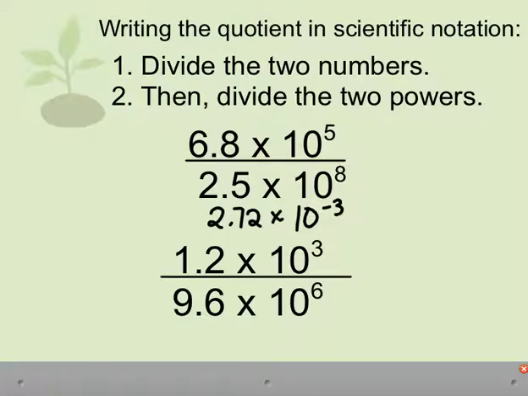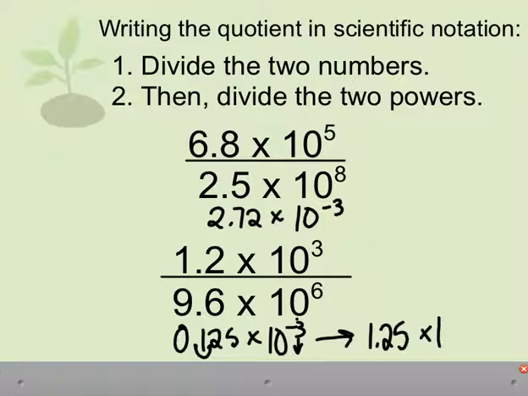And then we get, for my second one, 0.125 times 10 to the negative third. So to put it into proper scientific notation, I move my decimal forward. So I move my exponent down. Okay, so I have 1.25 times 10 to the negative fourth. So what we're saying here is I would need to move my decimal place 4 times to the left rather than only 3 to get my number, which is true.